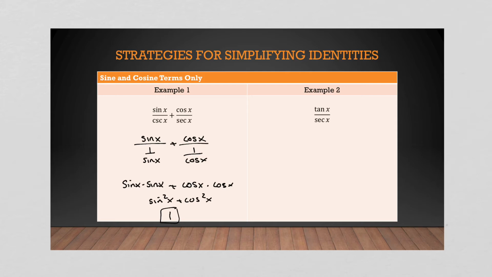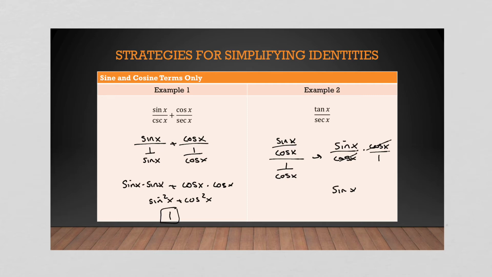For the second example here, we have tan x over secant x. So remember, tan is sine x over cos x, and secant is 1 over cos x. Flip and multiply, you end up with sine x over cos x times cos x over 1. The cos x's will cancel, and you're just left with sine x. So we can simplify in that way as well.